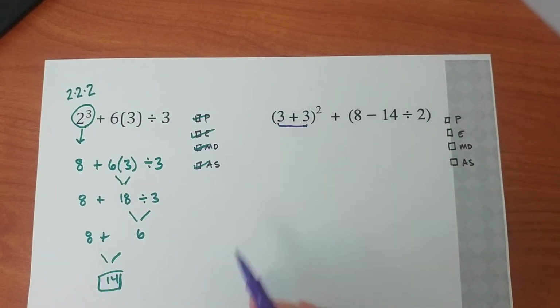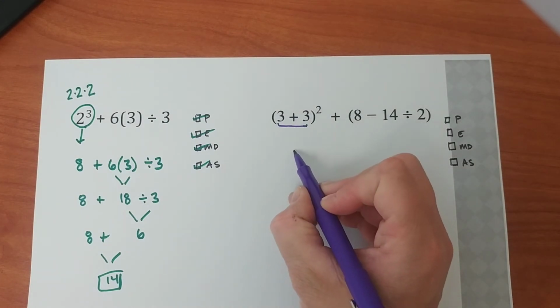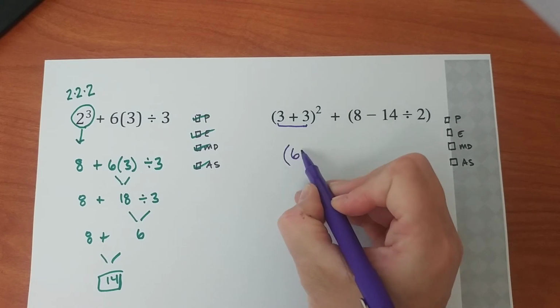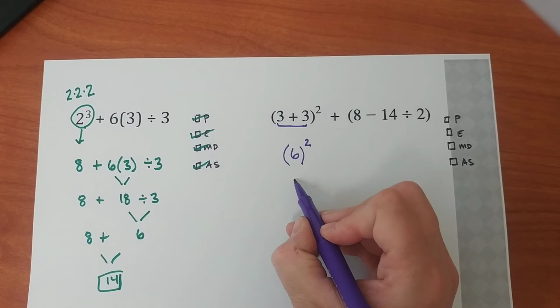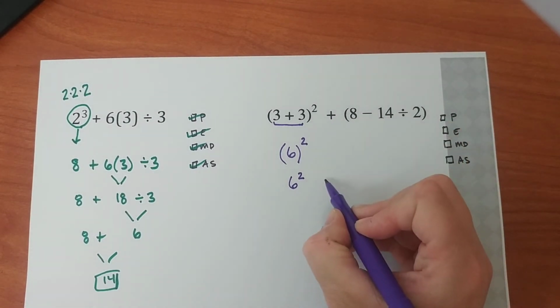Inside the parentheses, I see that there's an operation. So I'm going to evaluate this. 3 plus 3 is 6. Now there's an exponent, so I'm going to need to bring down the parentheses to separate the exponent. I guess I wouldn't have to do that. I could write it as 6 to the 2nd power like that. That works too. Let's bring down the plus.